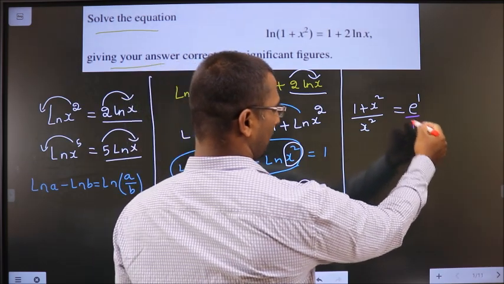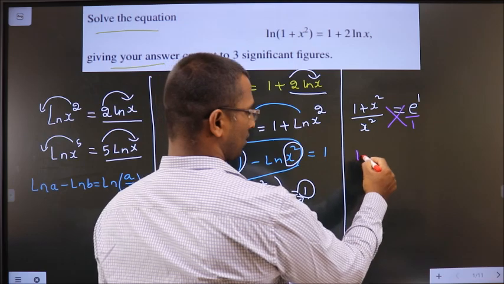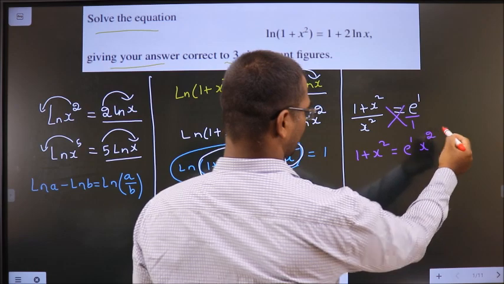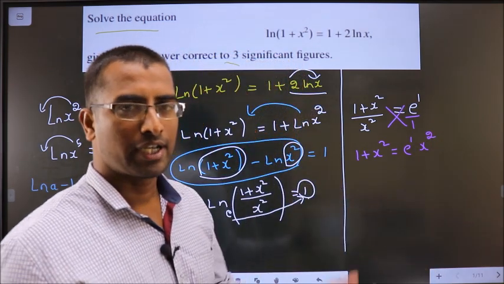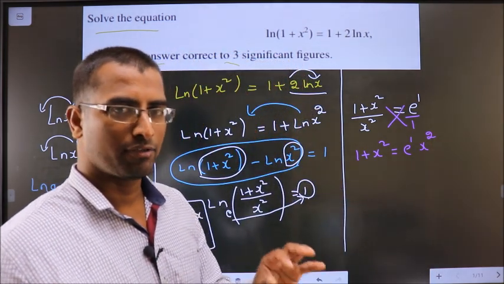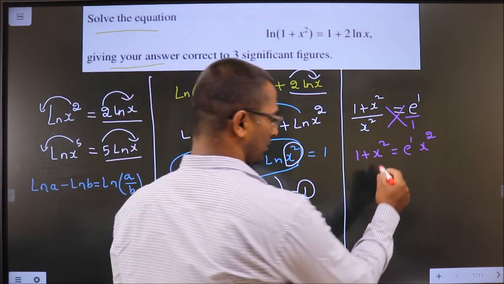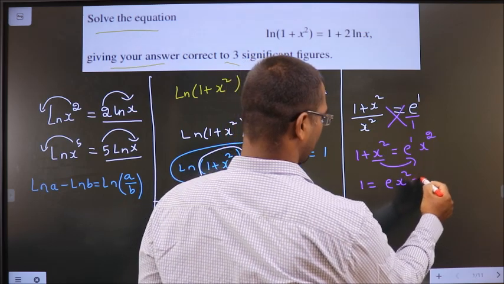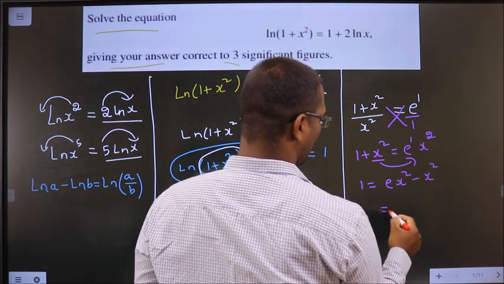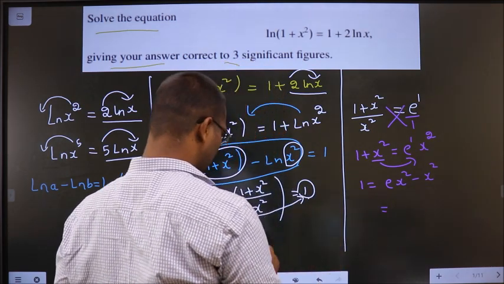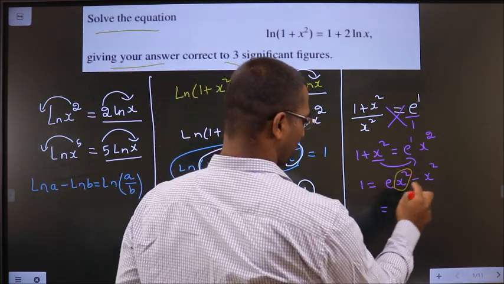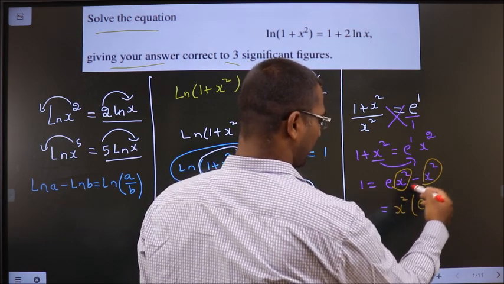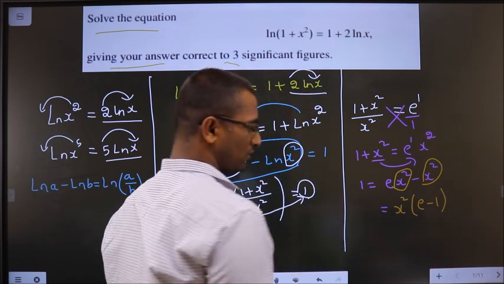To do that, we cross multiply. So 1 + x² = e¹ × x². To make x the subject, all x terms on one side. So shift this to the other side: e x² − x² = 1. Take x² common. Here e, and here x² came out, nothing is present, so 1. So e − 1 in the bracket.